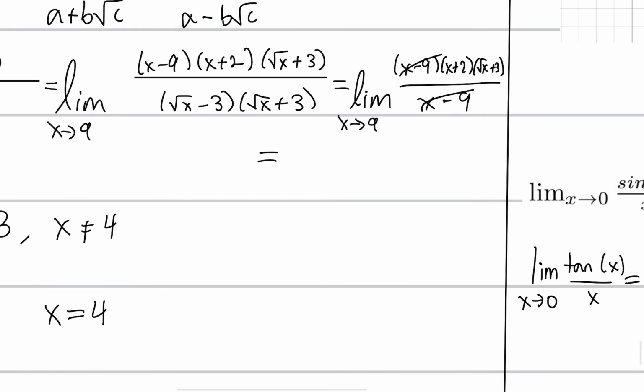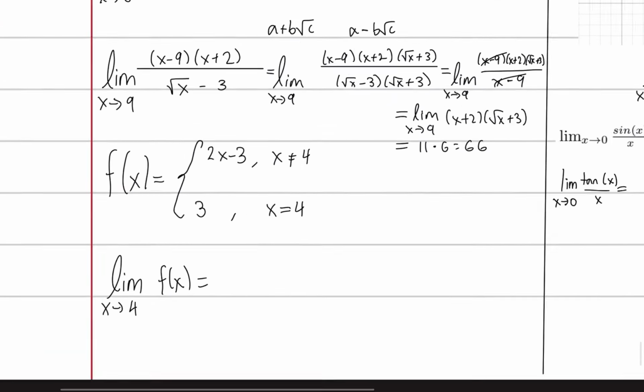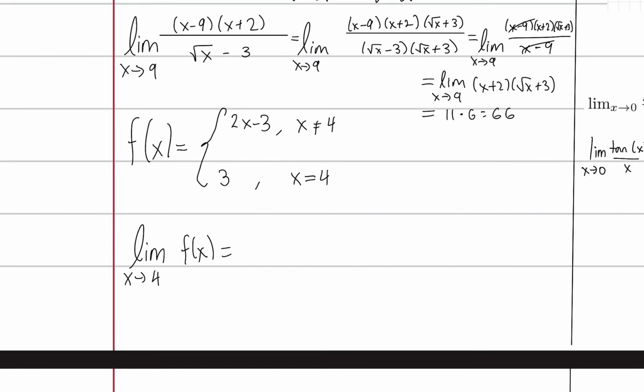Now that the x minus 9s cancel out, we have now just a simple x plus 2 times the square root of x plus 3. Now we can just plug it in. We get 11 times 3 plus 3, 6. So we get 66.